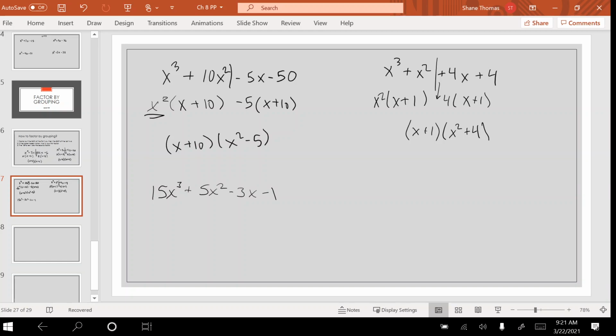Okay, what about this one? Now I'm going to put some numbers out there in front. You don't have to trust me. Try it. 15x cubed plus 5x squared minus 3x minus 1. Take a minute and try it.